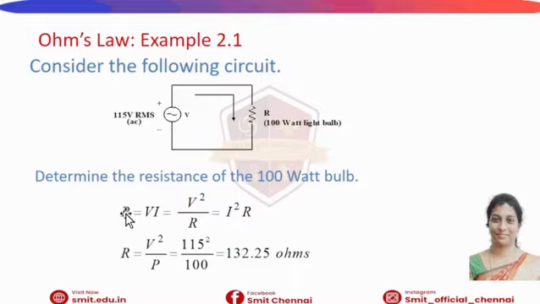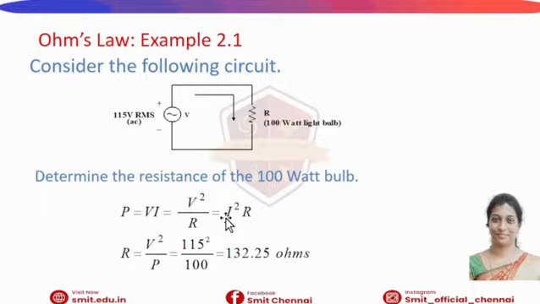So we are having the formula P equals VI. In terms of I, what is the Ohm's law formula? V equals IR. In terms of I, we are having V by R. So V into V by R is equal to V squared by R. In terms of V, V equals IR, and substituting V equals IR, we are getting I squared R.